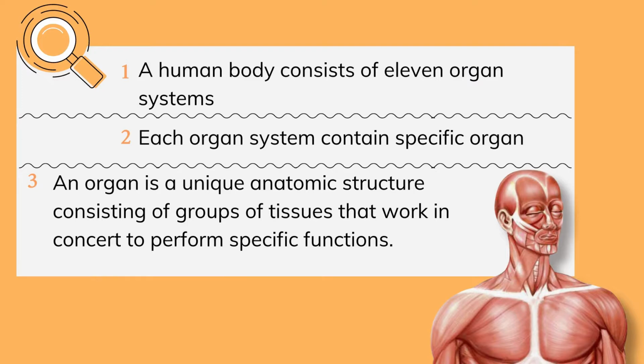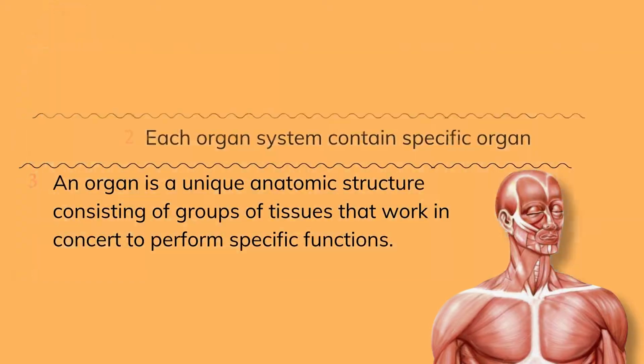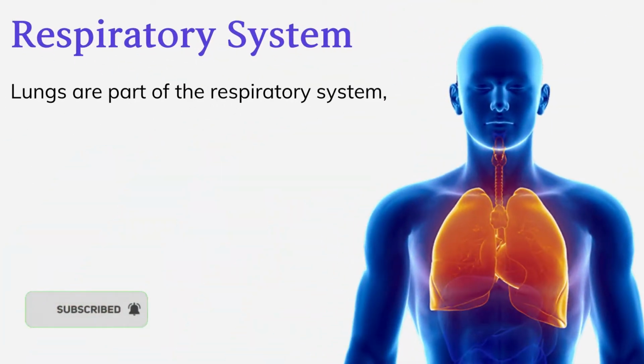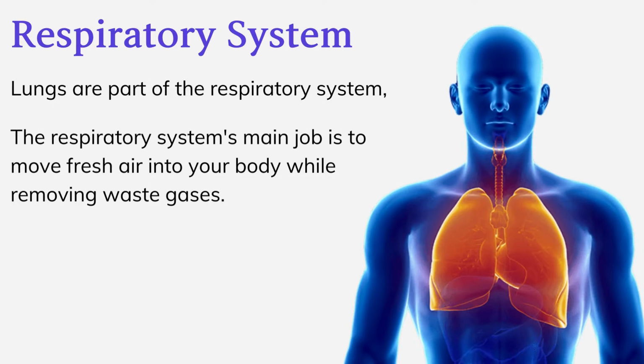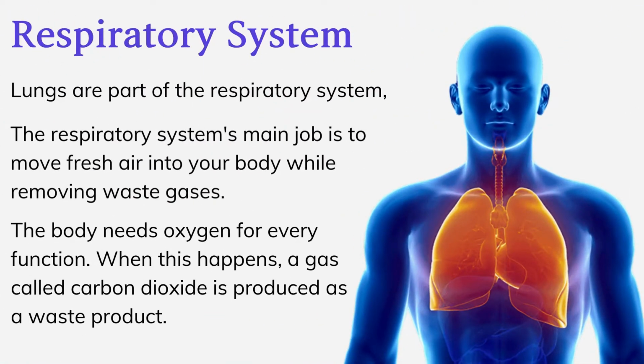An organ is a unique anatomic structure that consists of groups of tissues that work in concert to perform a specific function. Our lungs are part of the respiratory system, a group of organs and tissues that work together to help us breathe. The respiratory system's main job is to move fresh air into our body while removing waste gases. Everyday functions of the body like digesting food, moving muscles or even just thinking need oxygen. When this process happens, a gas called carbon dioxide is produced as a waste product.